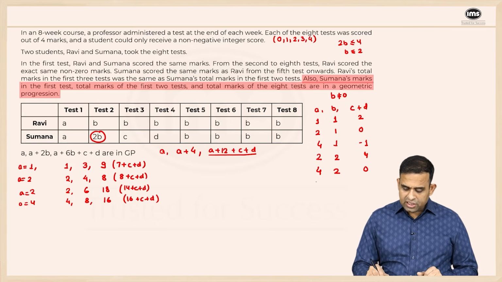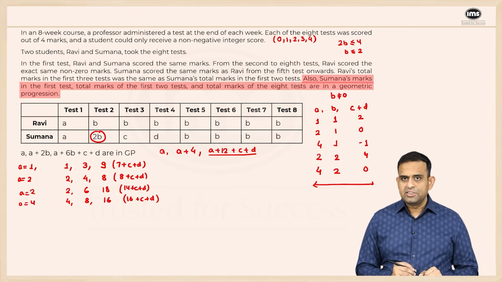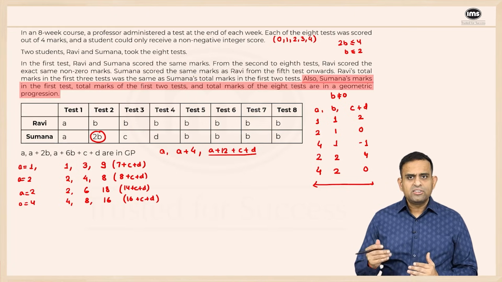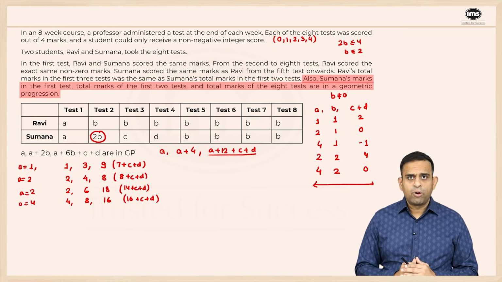So as you can see, these are the possible cases where we have taken A and B as 1, 1; 2, 1; 4, 1; 2, 2; and 4, 2. And within that, C and D can have further possibilities.